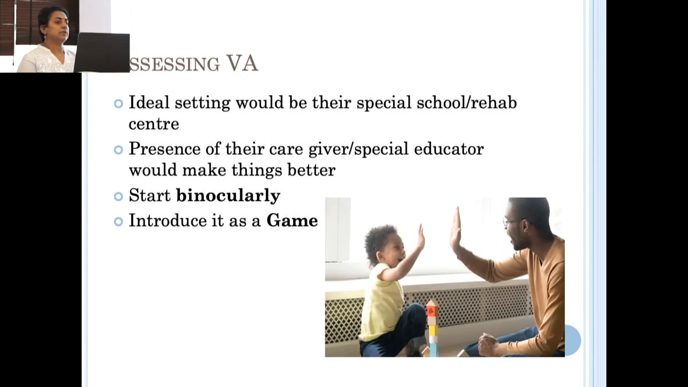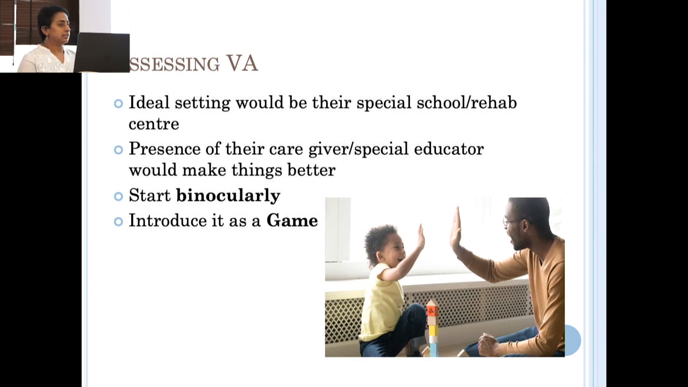So I will start with assessing visual acuity. An ideal setting for assessing these children would be their rehabilitation center or their special school. And if you can get the assistance from their caregivers or special educators, that would be an added advantage. You may start assessing vision binocularly and introduce the test as a game. Once a child gets used to the assessment, then you can ask the caregiver to occlude one eye.